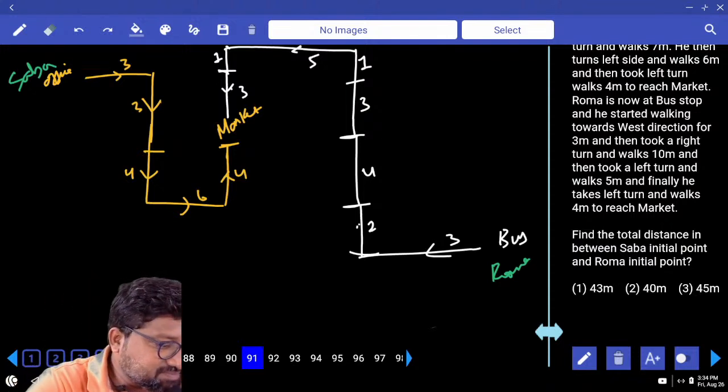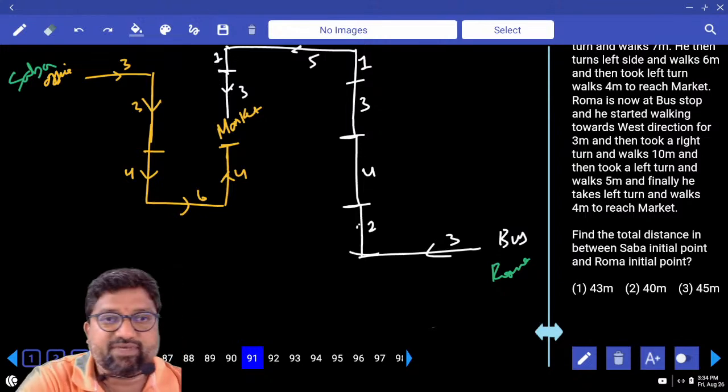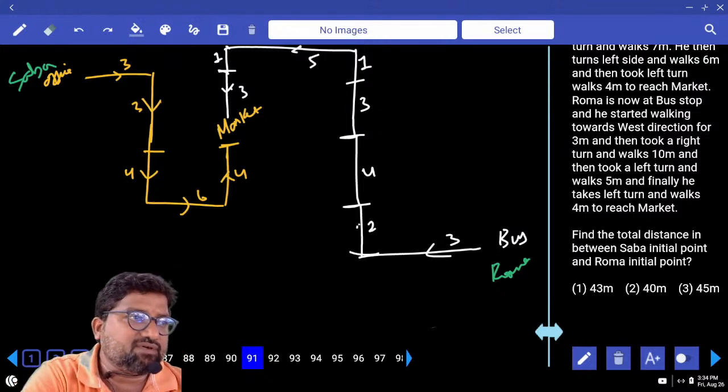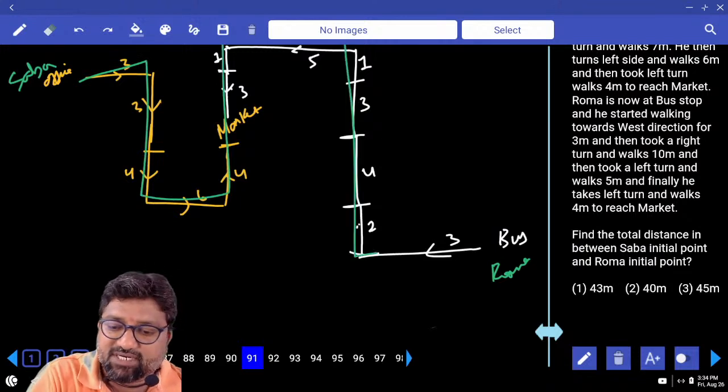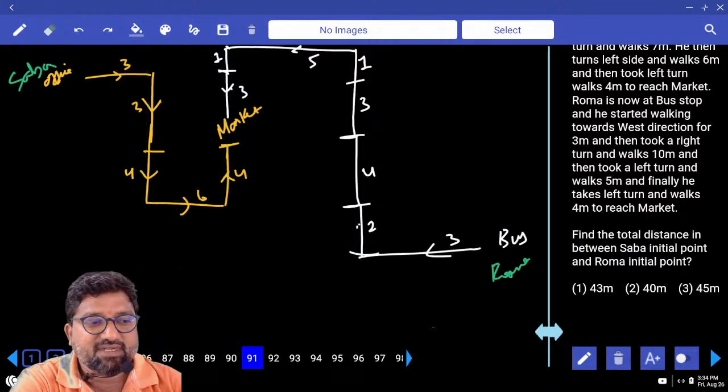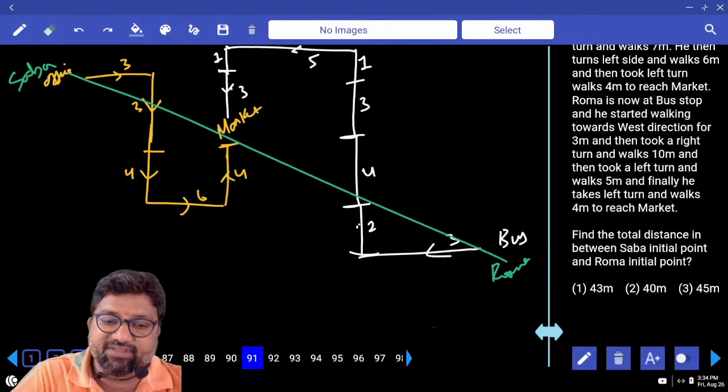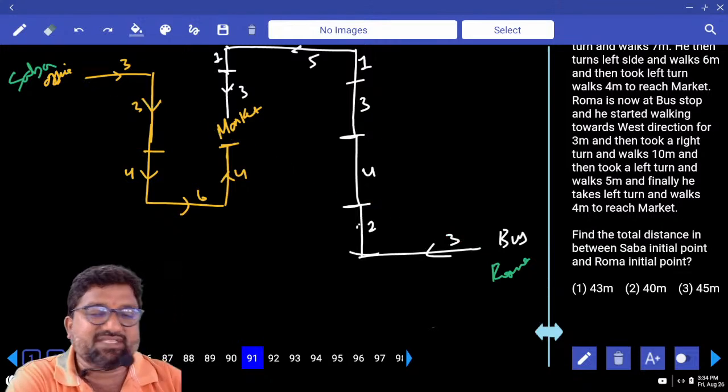Come on. 40. Very good. You have to count all the numbers. You have to go exactly in this way itself when he says total distance. Is this clear? And if you had told us the shortest, then you would have gone in this way. But the question asked is total.